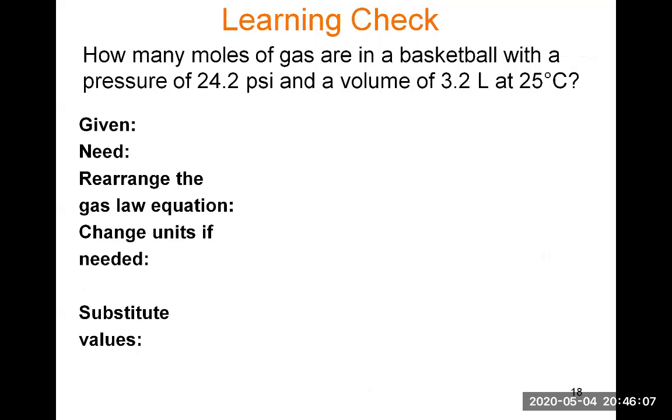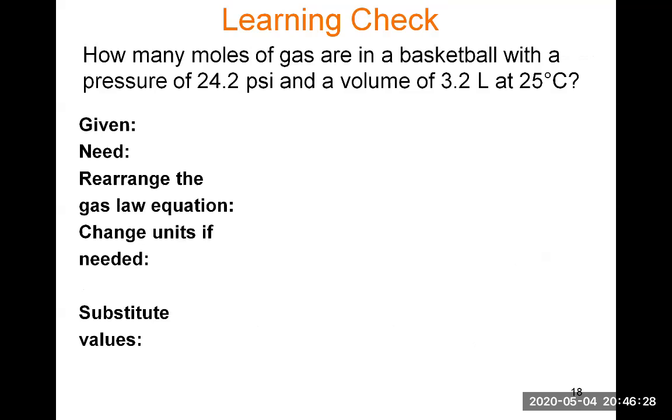So let's practice some more with another learning check here. How many moles of gas are in a basketball with a pressure of 24.2 psi and a volume of 3.2 liters at 25 degrees Celsius?